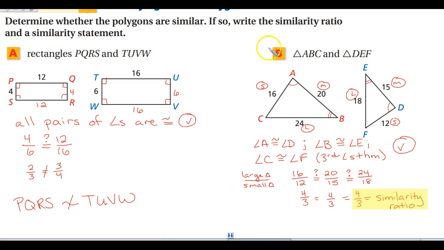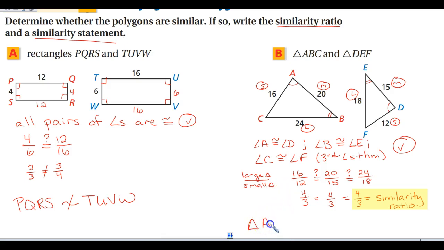All right. So then the next thing that we need to do, because we wrote our similarity ratio, is we need to write a similarity statement. Our similarity statement is just like our congruent statements. We have to match our angles. We have to make sure our sides are corresponding. But instead of our congruent symbol, we are writing our similarity symbol.